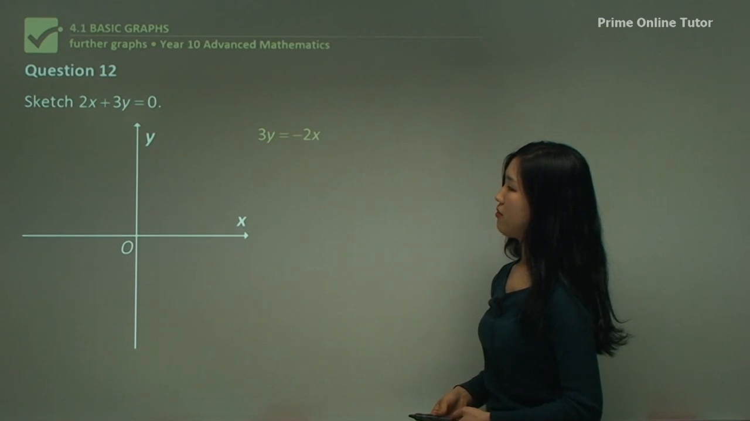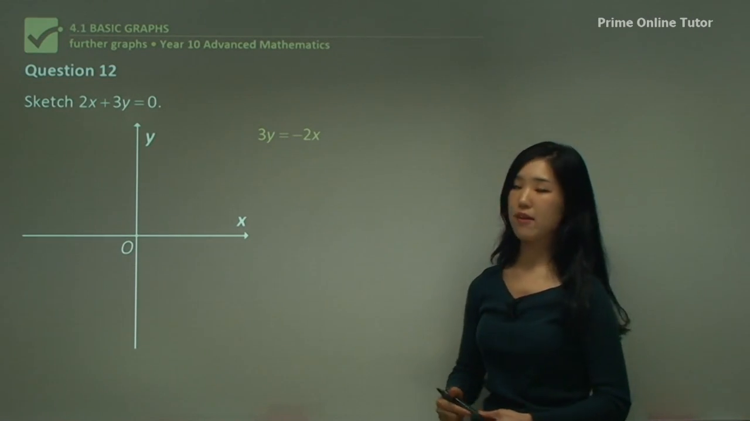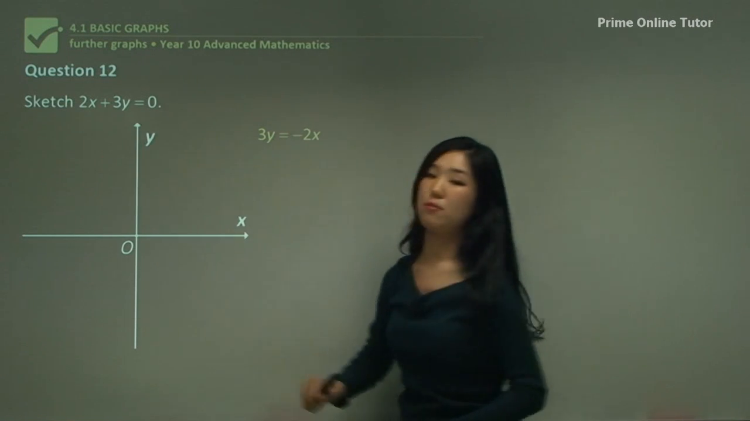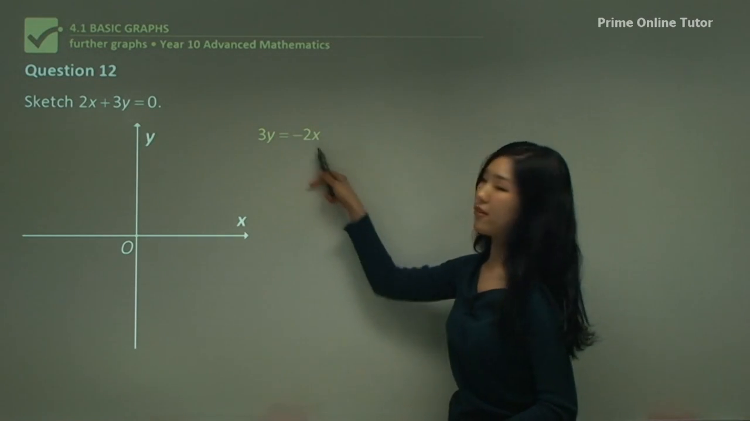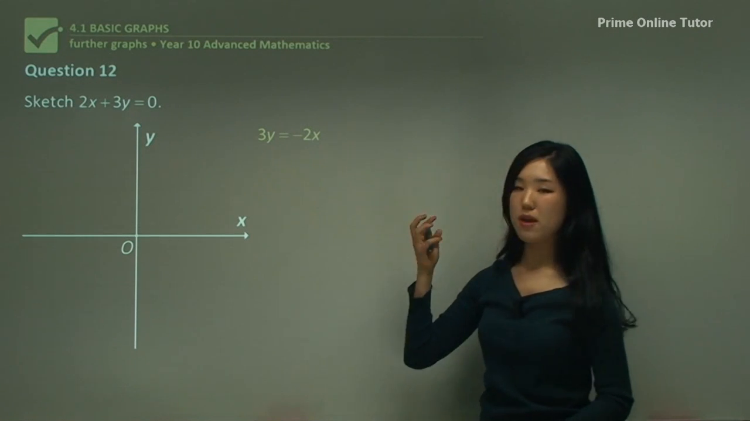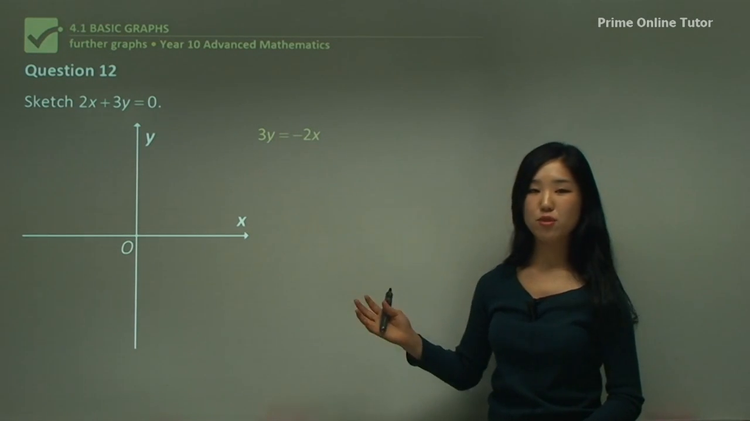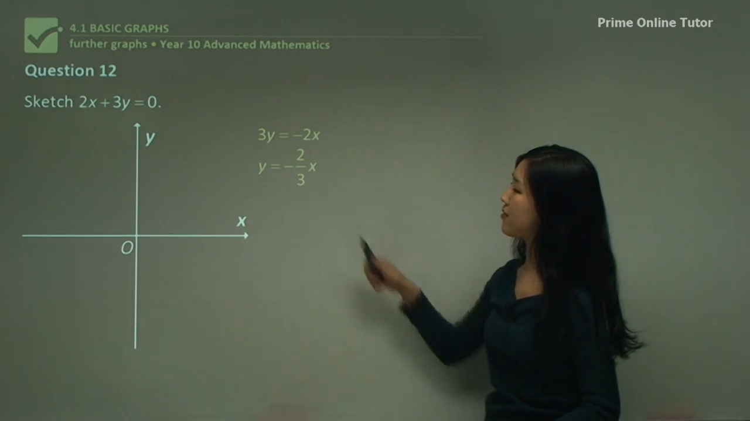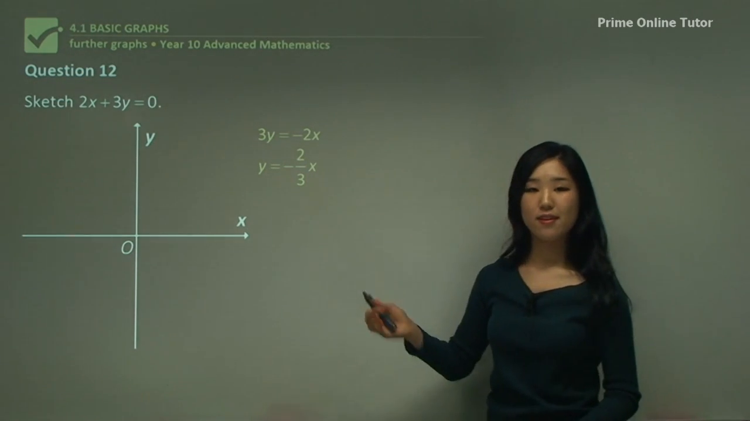Now question 12, okay, sketch 2x plus 3y equals to 0. Now I'm starting off with making 3y the subject. Okay, so 3y equals to negative 2x. Just move the 2x over. I'm trying to make y the subject, and you'll see why I'm doing that in a minute. Now divide both sides by 3, so I have y equals to negative 2 on 3x.